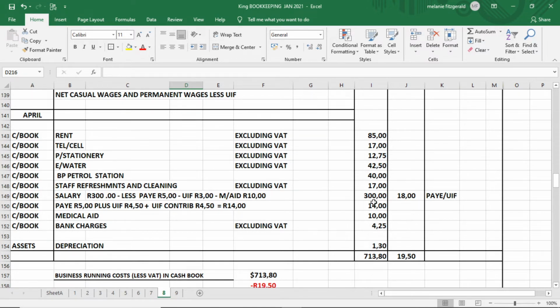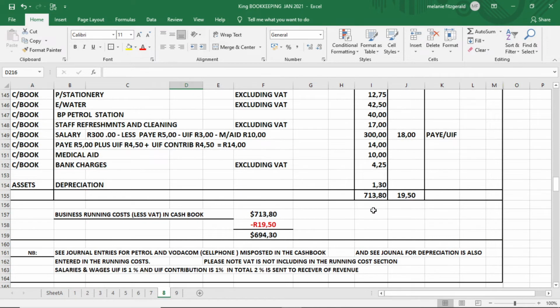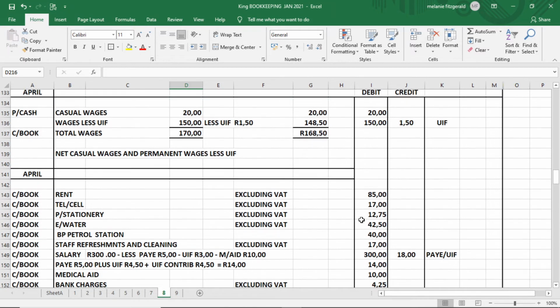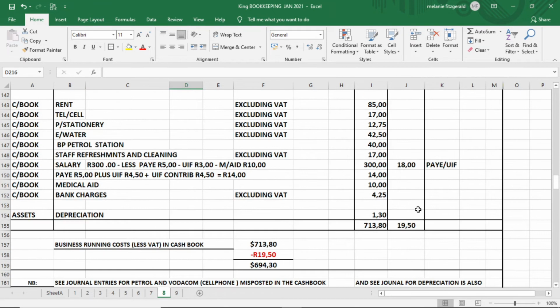Anyway, that's $300, and that's on the debit side. And we put on the credit side the $18, the PAYE and the UIF is $18 of that. The contribution, the pay as you earn. Sorry, I can never pronounce that. And of course, the UIF contribution all adds up to $14. Medical aid $10, bank charges $4.25, that's excluding VAT. And we now add up the debit side, which comes to $713.80. We add up all the UIF portions here on the credit side, which comes to $19.50.